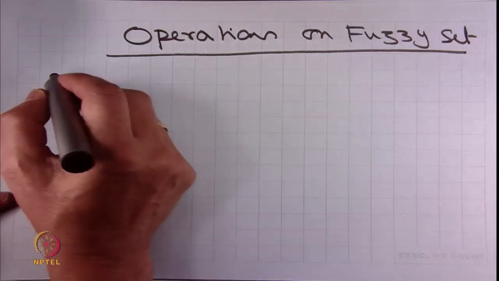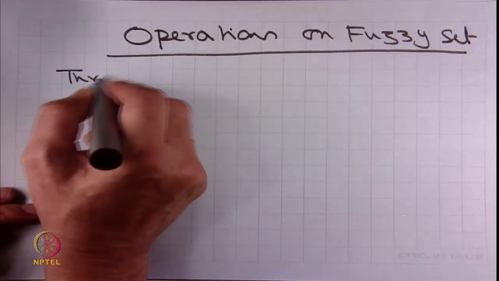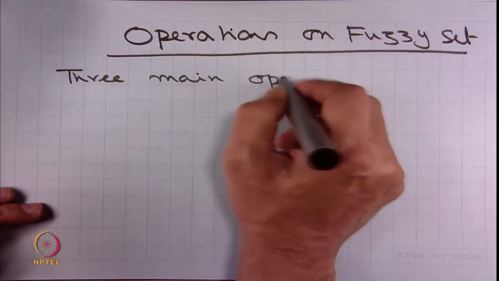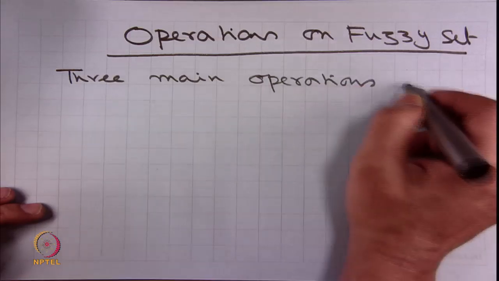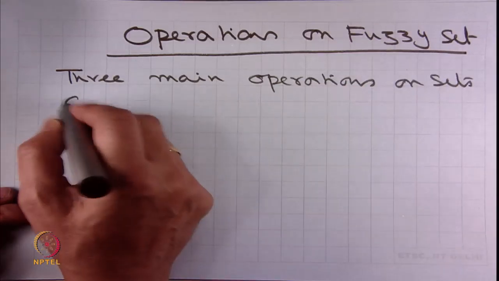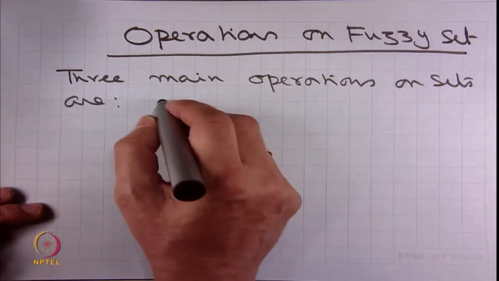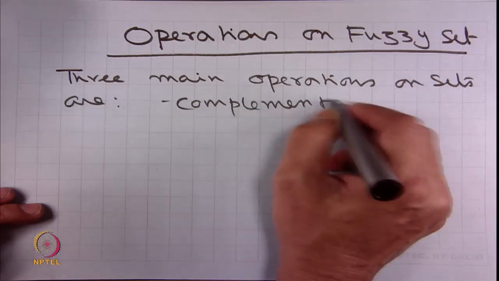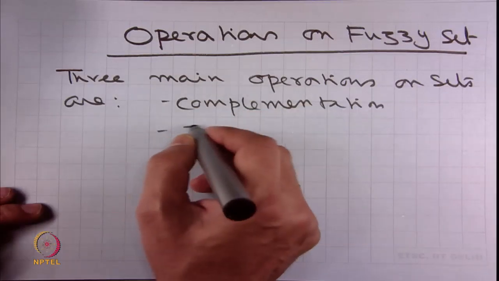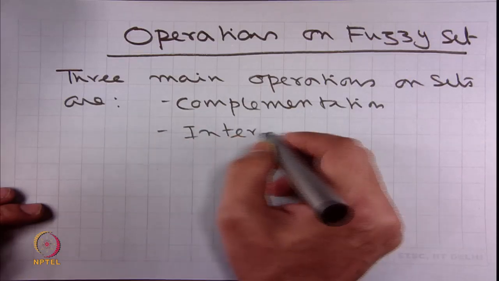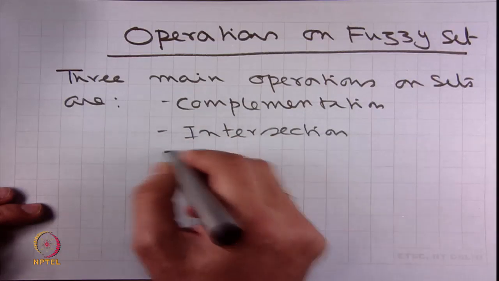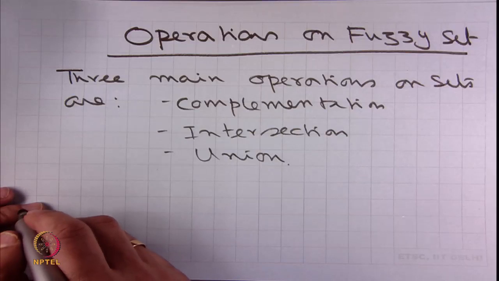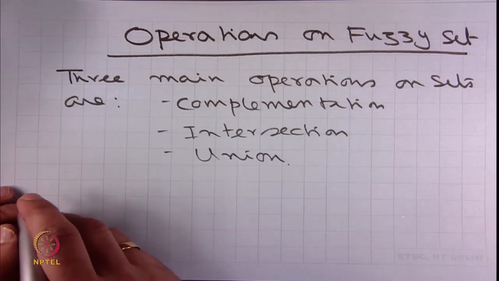We have already seen that the three main operations on sets are complementation, intersection, and union. We have already seen some methods for doing it.